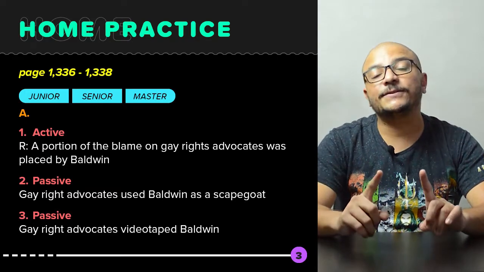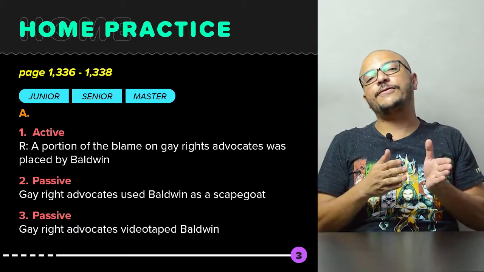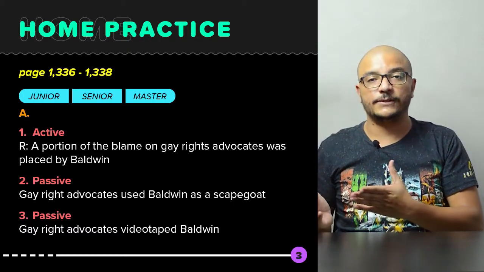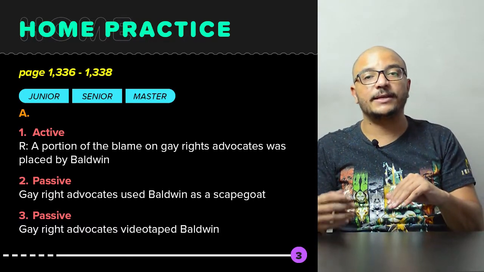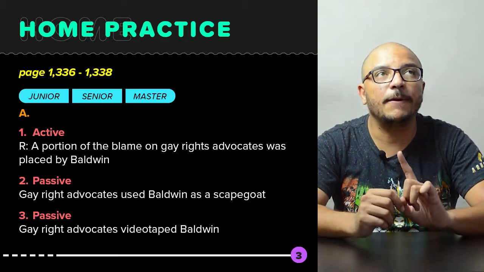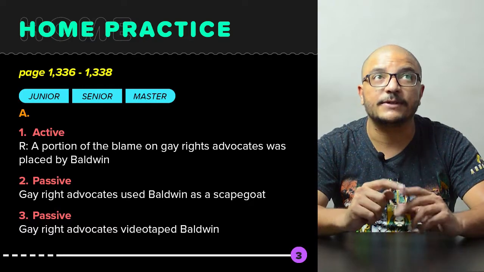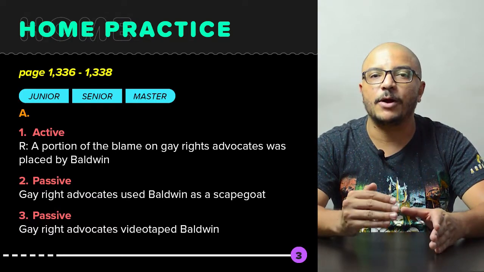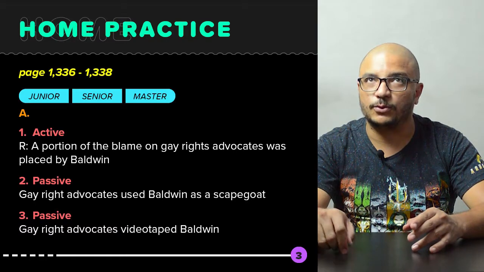Okay? In this first exercise, you have to identify if the sentence is in the active voice or passive voice. If it's in the active, you're going to change to the passive and vice versa. Okay? So let's take a look. Number one, we have the active voice, so the passive voice becomes: a portion of the blame on gay rights advocates was placed by Baldwin.